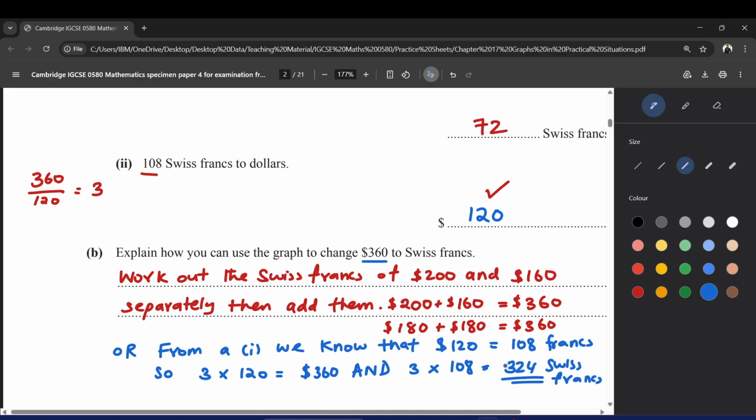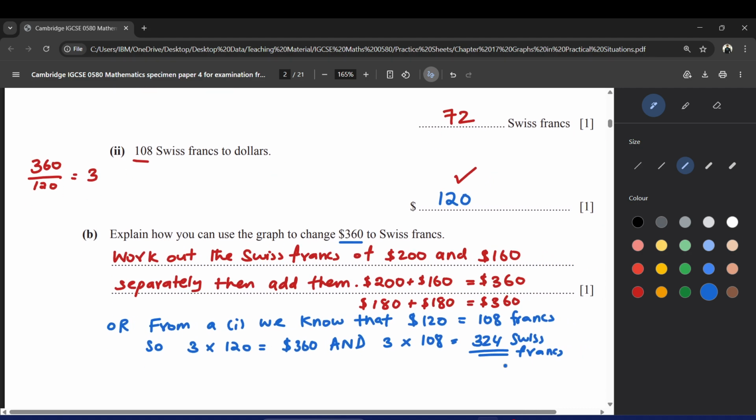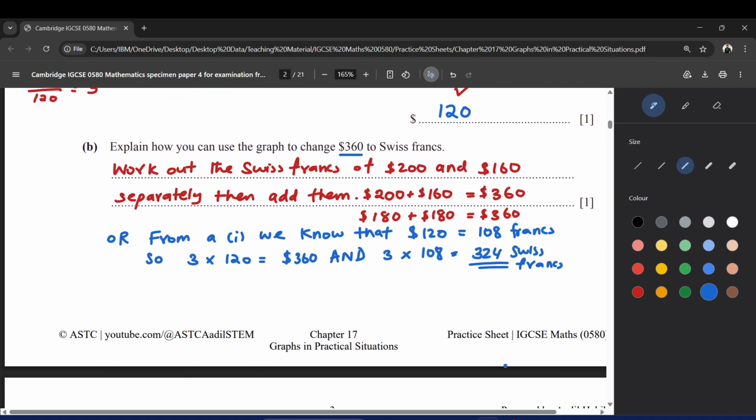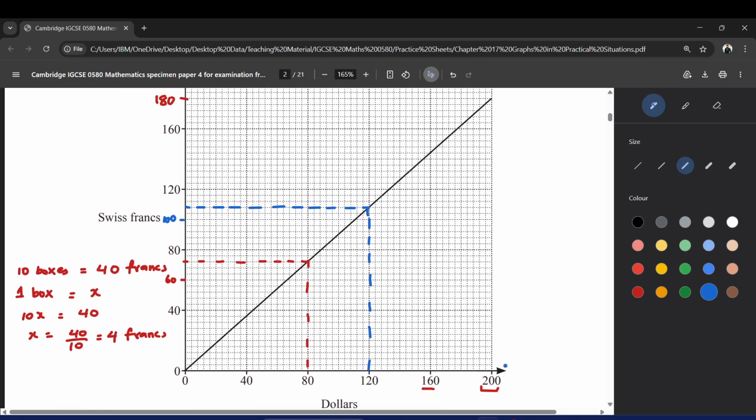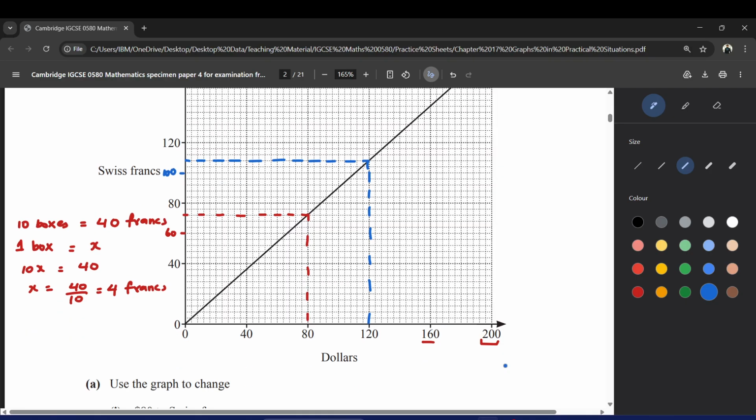All right. So that is the end of this question and also the end of this topic. This is not very difficult. They usually give you a graph, and on that graph they'll give you two different currencies. So you can use that graph to interconvert between them. That is the end of this subtopic.